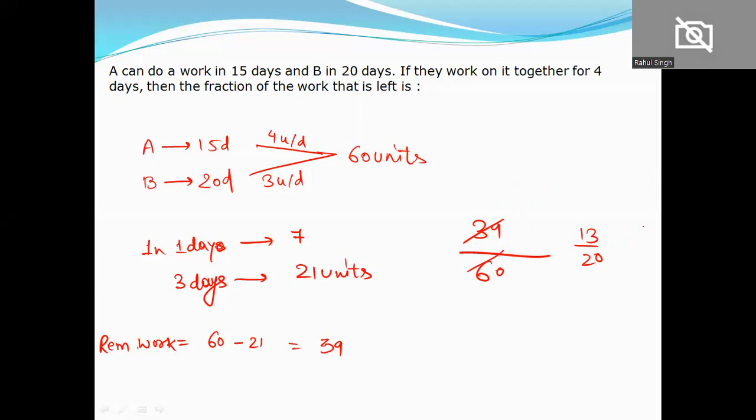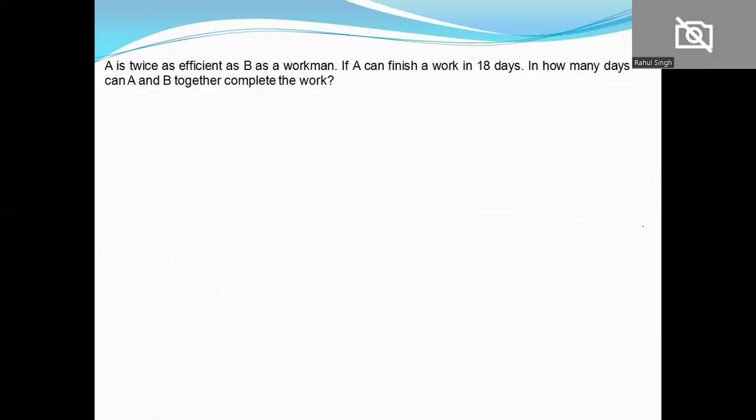Let's take a good-level question. A is twice as efficient as B. A can finish a work in 18 days. In how many days will A and B together complete the work?